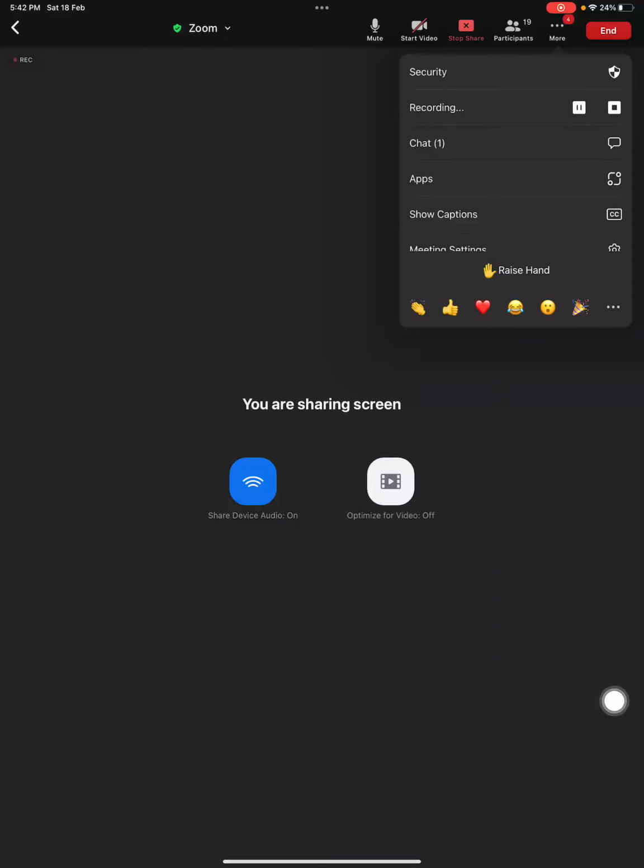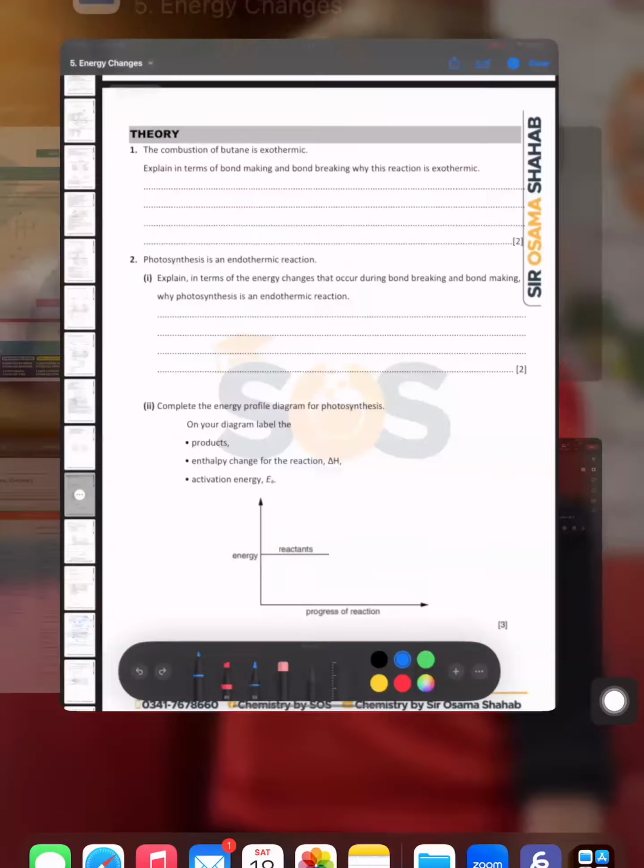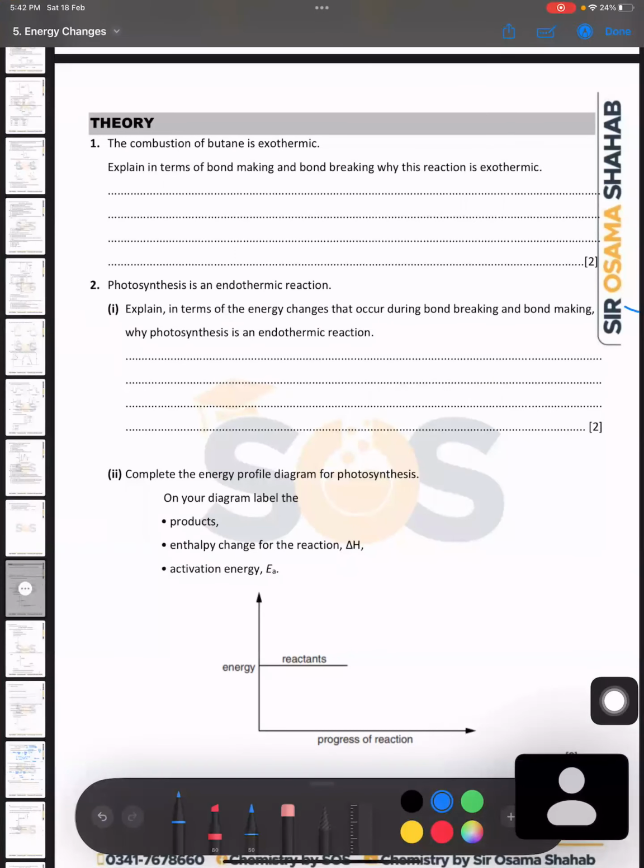Okay, started. So children, if you talk about question number 1, they are saying the combustion of butane is an exothermic reaction. Explain in terms of bond making and bond breaking. You need to see this. It's very important. If you are not explaining your answer in this term, then you won't get marks for this, right? You need to remember, you need to say that bond making is exothermic, while bond breaking is endothermic.